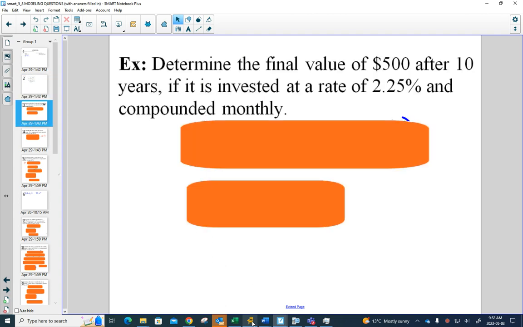And so what I want you to do with this first question is just plug things into the formula in the right spot. What is the final value after 10 years of $500 invested at a rate of 2.25% compounded monthly?